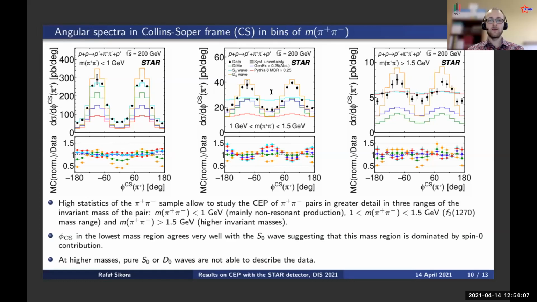Yes, thank you. In the middle plot, we see that the data points are reasonably well described by the pure D0 wave, and this is consistent with the peak from the presumably F2 1270. And the right-hand side plot shows that the data points cannot be described by a single wave, which suggests that either there is a mixture of waves and also possibly higher waves.